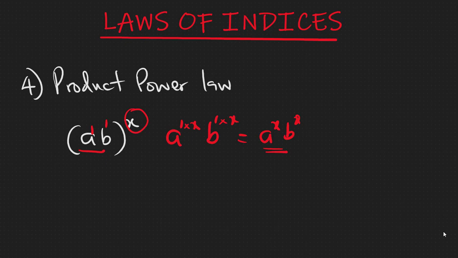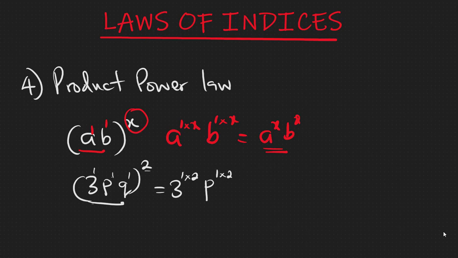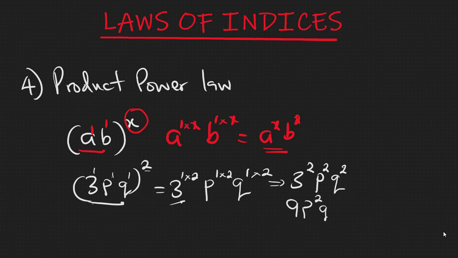Using an example now, if we have 3pq to the power of 2, this 2 will be distributed to the numbers in this bracket. Each of these has an invisible power. So multiplying each power of the number inside the bracket, we get 3 raised to power 1 times 2, then p raised to power 1 times 2, and q raised to power 1 times 2, giving us 3 raised to power 2, p raised to power 2, and q raised to power 2. 3 raised to power 2 is 9, and then p raised to power 2, q raised to power 2.